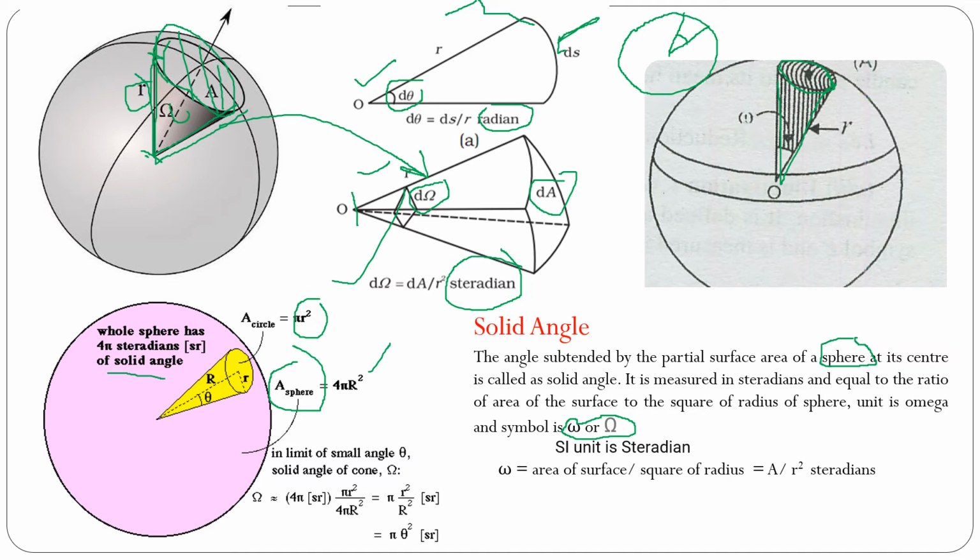So in the limit of small angle theta, solid angle omega is 4 pi this. You put this value in this r square. So here both are cancelled, pi pi. 4 pi both are cancelled with each other. So here I am getting pi r square divided by capital R square into SR. So pi theta square SR. So omega. So that is the value of, and what is this?